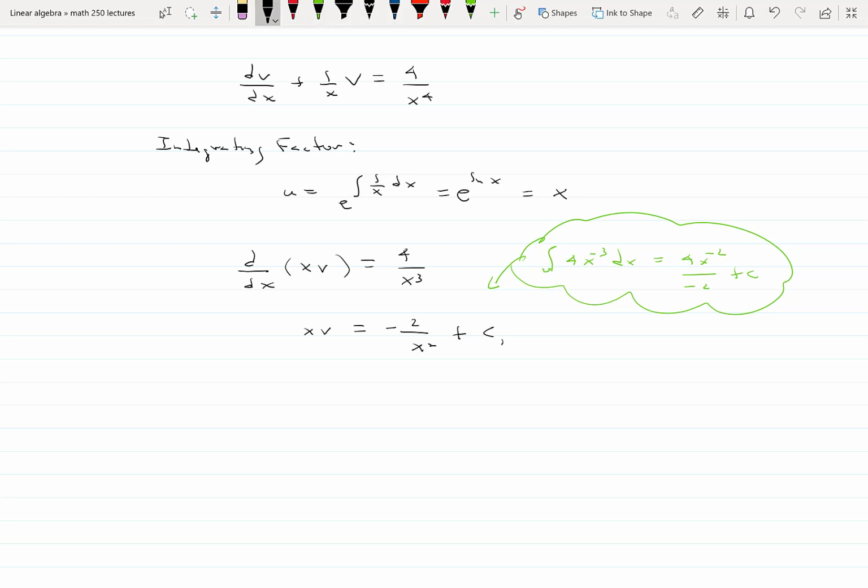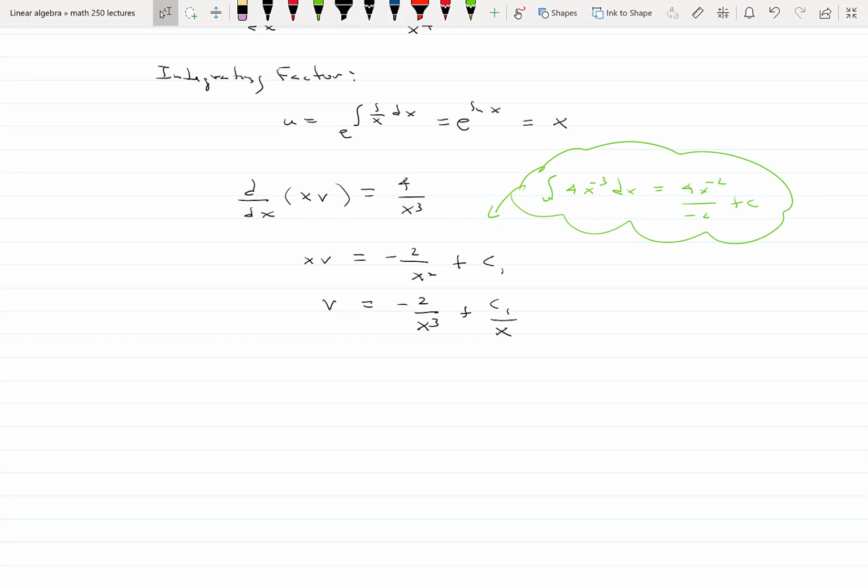So back to our differential equation. The idea in solving a differential equation, though, is not to solve for the substituted variable. We're not looking for v, we're looking for y. So let's solve for v first. If you divide both sides by x, you get negative 2 over x cubed plus c1 over x. Okay, then make the substitution v equals y prime, so dy dx equals negative 2 over x cubed plus c1 over x.